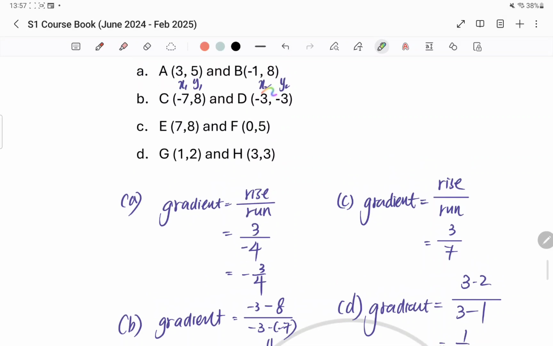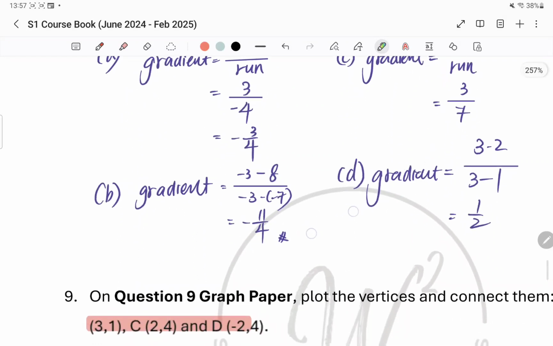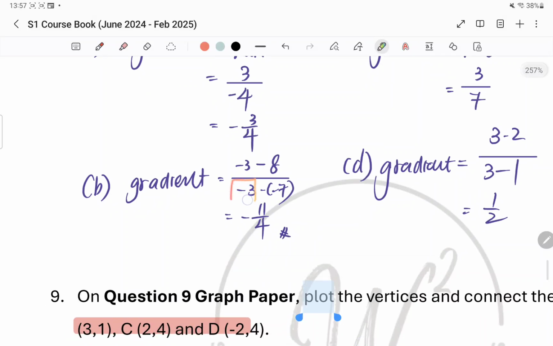Alright, then next, for x2 minus x1 will be negative 3 minus negative 7. So look at how I write: negative 3 minus negative 7. Don't eat away the negative, even though it's already negative 7. Remain your negative sign over here. You are supposed to write the negative sign. So here is negative 3 plus 7. So here you will have a negative 11 over 4. So your gradient is a negative gradient, so your line is supposed to go downwards.